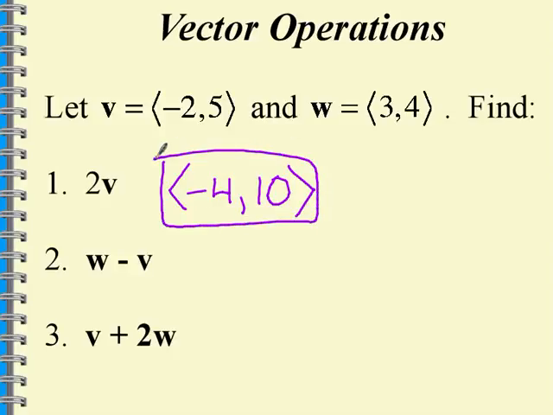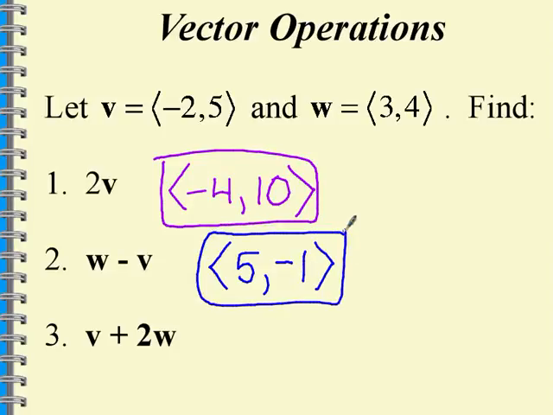Now we have vector w minus vector v. 5, and then negative 1. Yep, 5 is right. Negative 1, because all you're doing is taking whatever vector w is, so 3 minus negative 2, and then 4 minus 5. Now v plus 2w: if I were you, but once again you can choose to do whatever you want, I would write 2w up here.